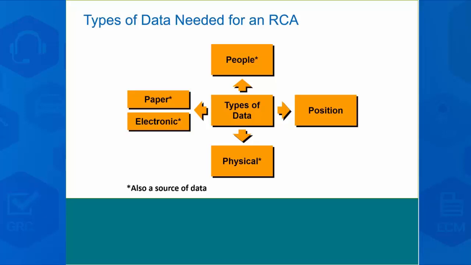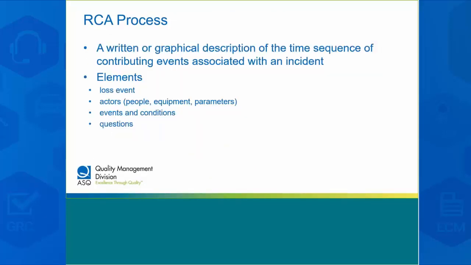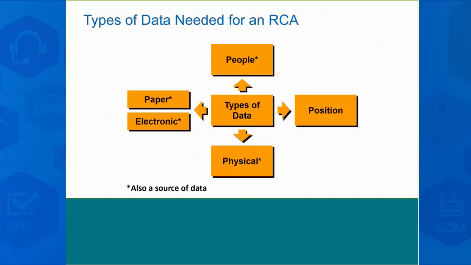Physical includes gathering and taking pictures of key equipment and parts, and actually possibly doing some testing on those, okay? Non-destructive testing, destructive testing. People, we're going to have to interview witnesses and others who were involved. People are a fantastic source of data, okay? You have to get to them very quickly before they begin to think too much about what happened and begin to rationalize. But people are a great source of data.